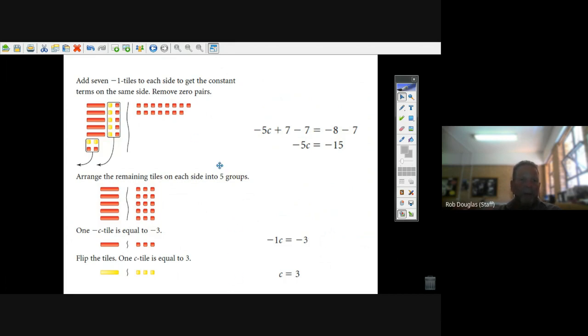Okay, now maybe you can get your own tiles. It's not hard to make red and yellow, or just two different types, you could make your own like this, and try doing algebra with algebra tiles. I think it's pretty cool. Okay.